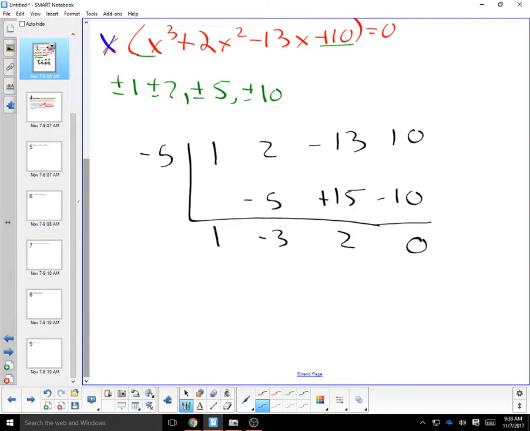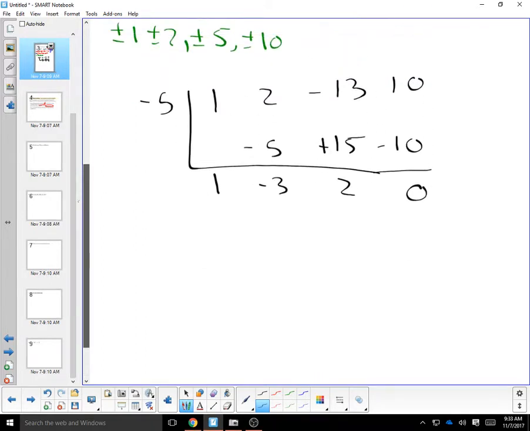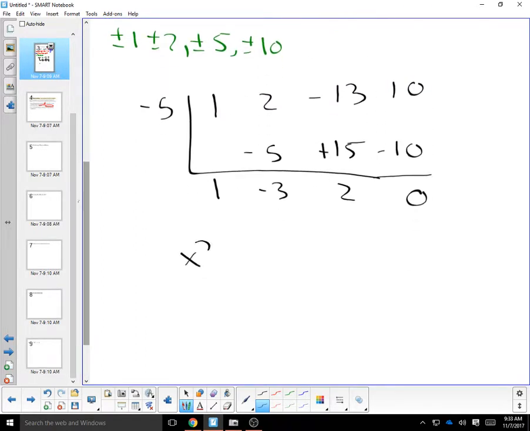Since I already know I've got this piece of it, I've got x squared minus 3x plus 2. I can keep using synthetic division if I wanted to. But this is already a quadratic. At this point, if I wanted to, I can just use my factoring skills. Make this a 2, make this a 1, negative, negative. Does that work?